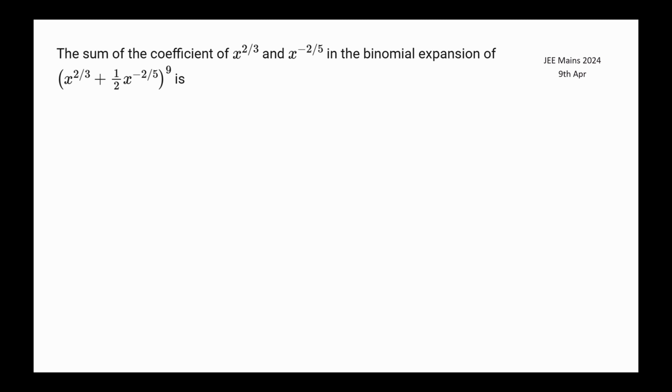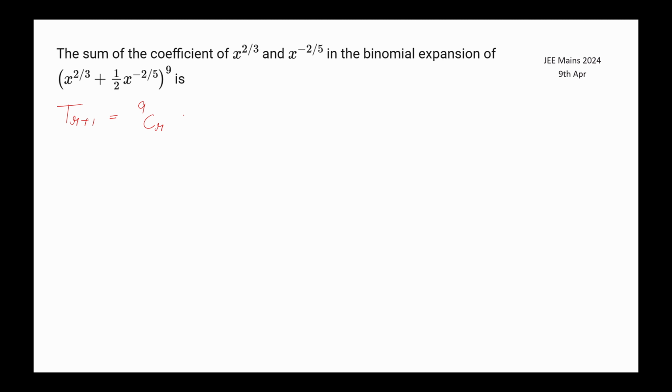Let us start with the first question. The sum of the coefficients of x to the power 2/3 and x to the power -2/5 in the binomial expansion of this is... So simply, again a very easy question, we can just write down first our general term, which is T_(r+1). How do we write it down here?